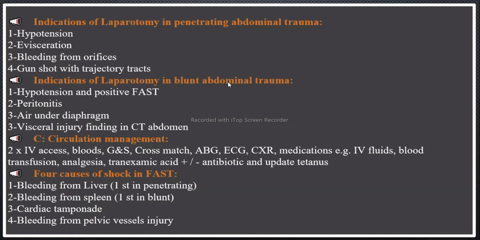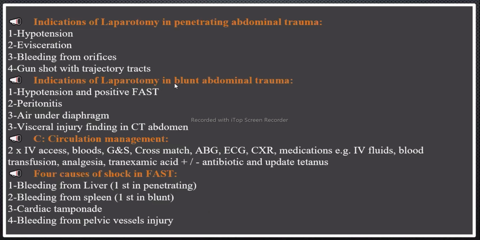When to do laparotomy in penetrating? When to do laparotomy in blunt? You have to be familiar with the indications because they can be an option in the exam. So in penetrating, if the patient has hypotension, go directly for laparotomy. If the patient has evisceration, go directly for laparotomy. If the patient has bleeding from any orifice like mouth, urethra, or rectum, laparotomy. Gunshot with trajectory tracks, go for laparotomy.